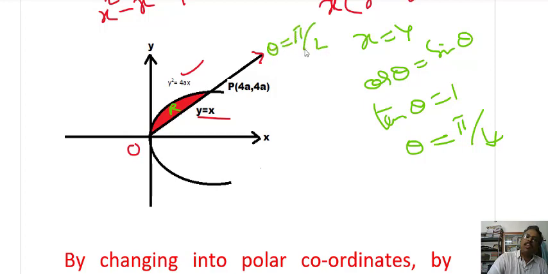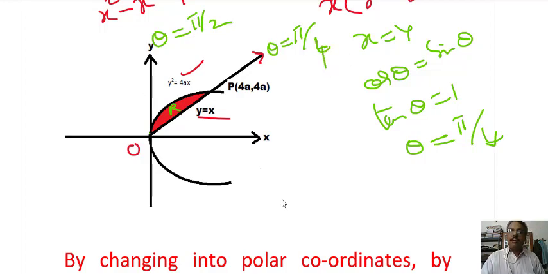Our angle goes up to where this curve ends, here theta equals to 90 degrees. You can observe theta equals to pi by 4 here and pi by 2 here. Now what about the theta limit? Theta is from this line to this line, pi by 4 to pi by 2.